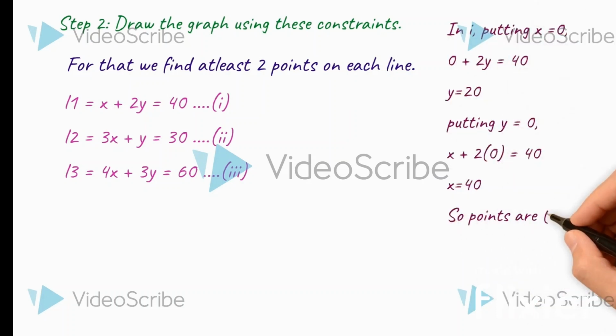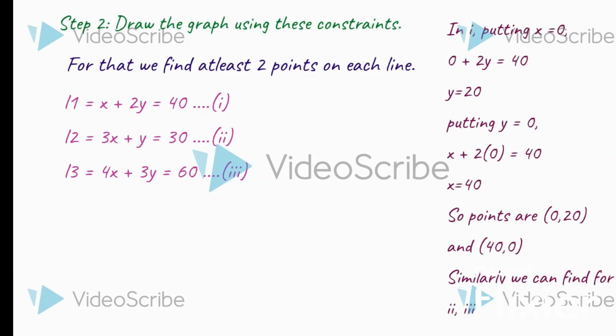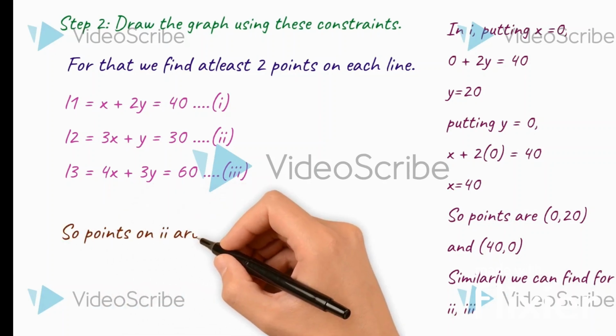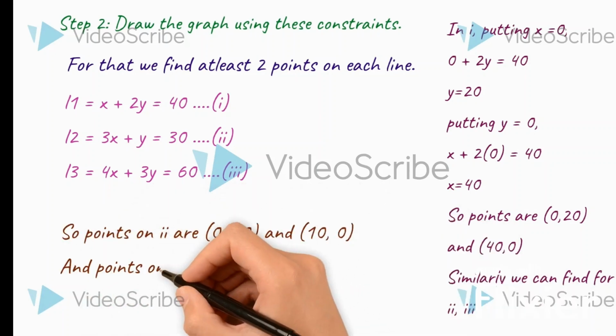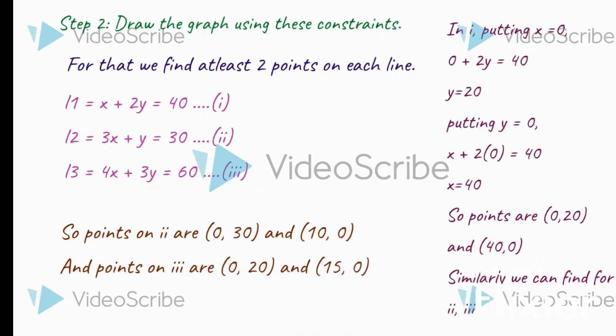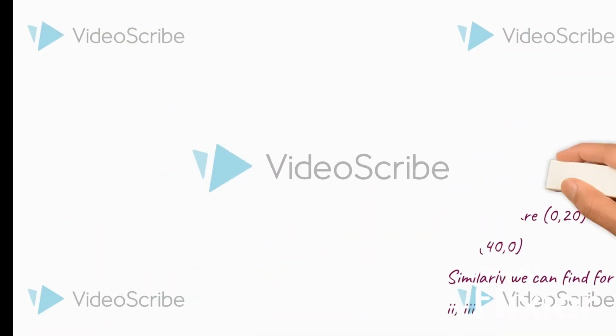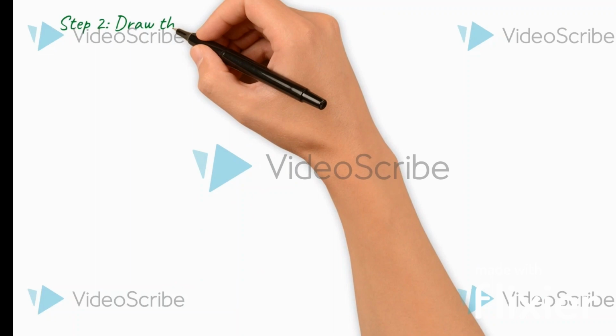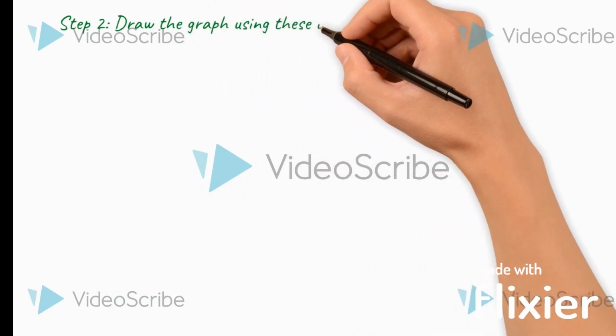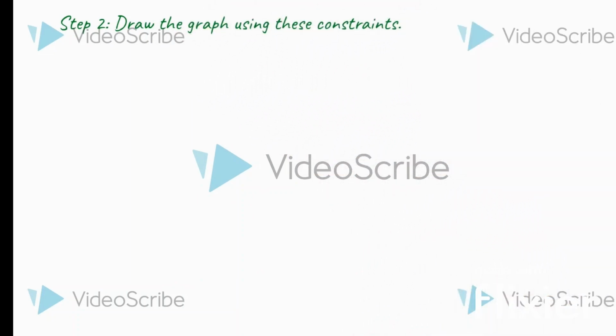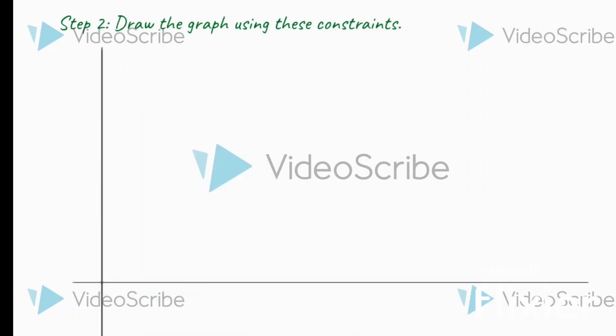Why are we finding this? Because using these points only, we can draw the lines on the graph. So we found points 0, 20, 40, 0 on the first line. Similarly, we find for the other two lines also. Now using these 6 points, two for each line, we can find one or more points on the line if you want, but we need a minimum of 2 points to form a line. Now we need to plot the graph.